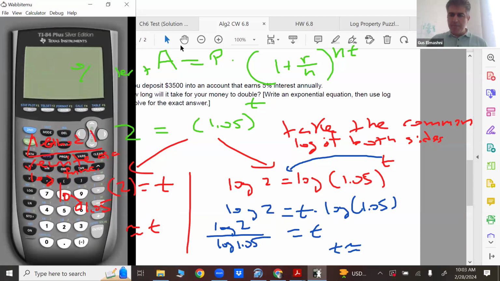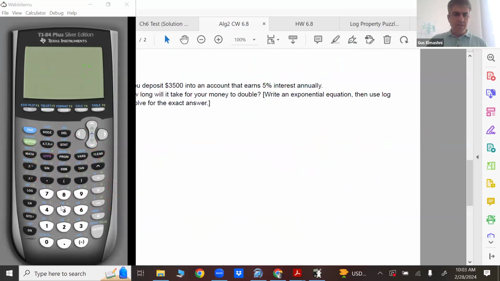And if I work on my calculator, I'll clear the screen for a moment. So alpha window, option 5, 1.05 raised to 2 power. Or you can do this, log 2 divided by, so it's like the change of base formula in a way. So it works. Yeah, you get the same thing. So it's up to you. Either method's fine with me.